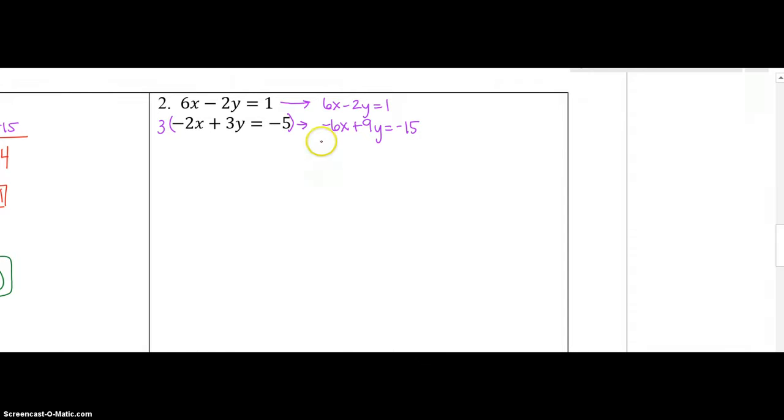Add straight down because you have opposites for the x's. You get 7y equals negative 14. So when you divide, you get negative 2. And again, you can plug that in for either variable. Either equation, as long as you're plugging it in for y.